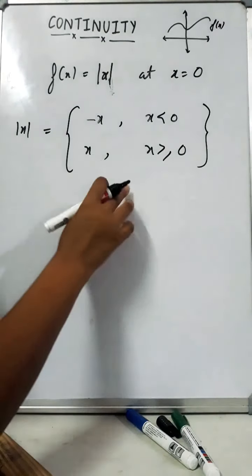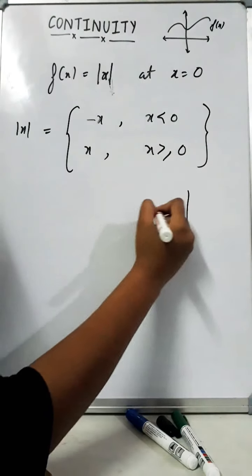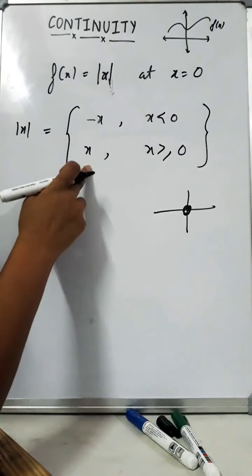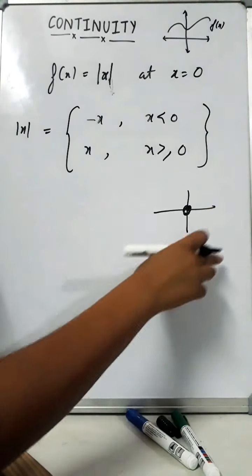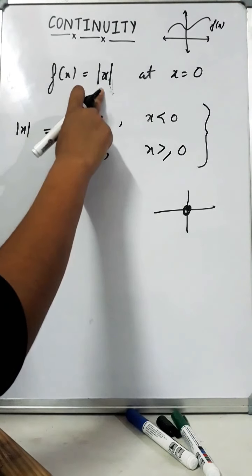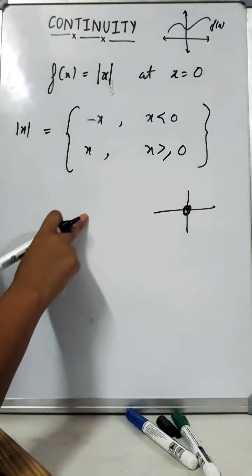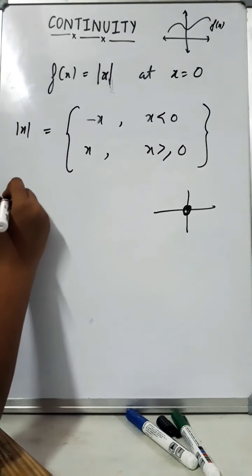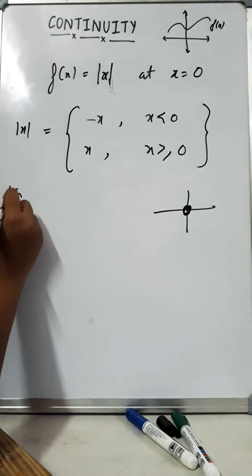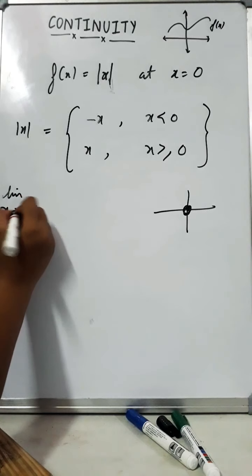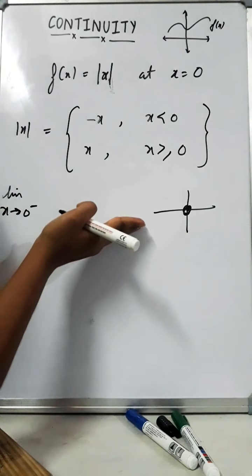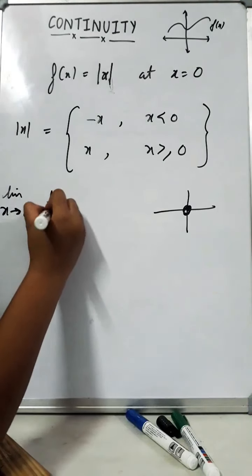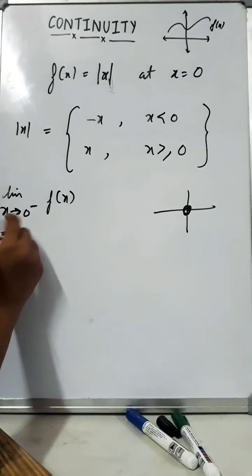Now let us check. We have to check at x = 0. Now what are we going to do? We are going to check the left hand limit and the right hand limit. And you know, for |x| to be continuous at 0, the left hand limit should be equal to the right hand limit, which should be equal to f(0), right? So limit x tends to 0 minus. This means we are moving from the left hand side and tending towards 0. Okay, f(x) is equal to what?